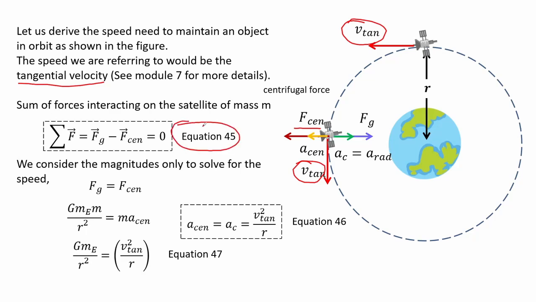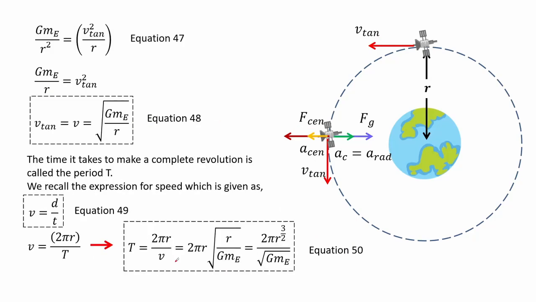Considering the magnitudes only, we substitute the expression for the gravitational force and the centrifugal force. We note that the centrifugal acceleration is equal but in the opposite direction to the centripetal or radial acceleration as shown in equation 46. So we arrive at the expression in equation 47, which we further simplify. Further simplifying equation 47, we see that the tangential velocity is the square root of the expression shown in equation 48.